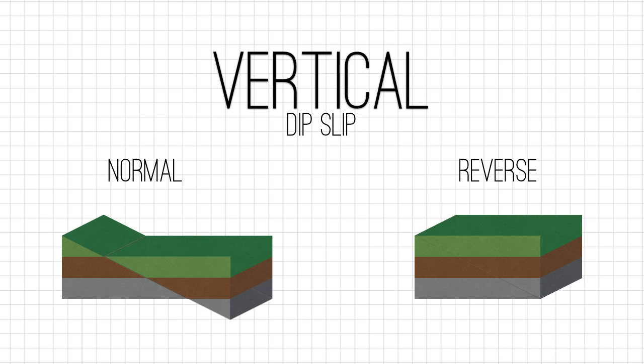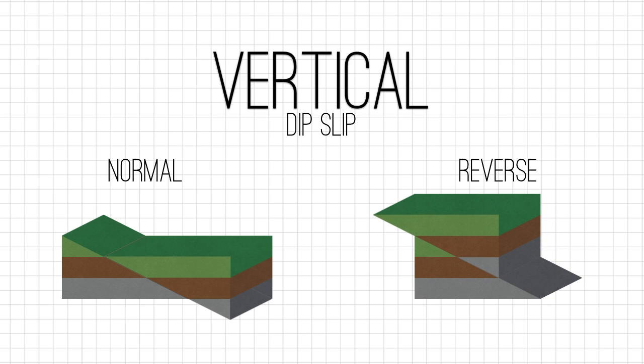On the reverse side, it's essentially the exact opposite of the normal side. You have compression forces pushing together two tectonic plates, and the overlaying side is going on top of the underlaying side, kind of creating a sort of shelf. This makes a much more dramatic type of mountain, and it's typically how we normally think mountains are made.